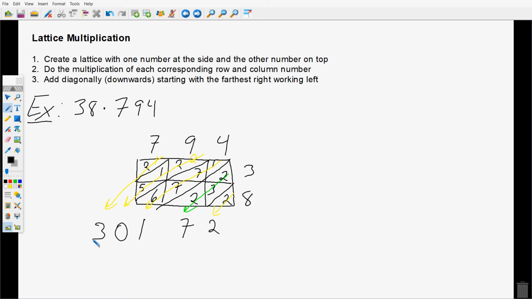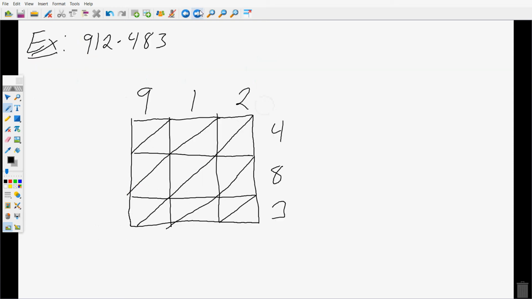Now let me just clean this up. 38 times 794 will give me 30,172. And this is lattice multiplication. So I have another example here, which is 912 times 483.